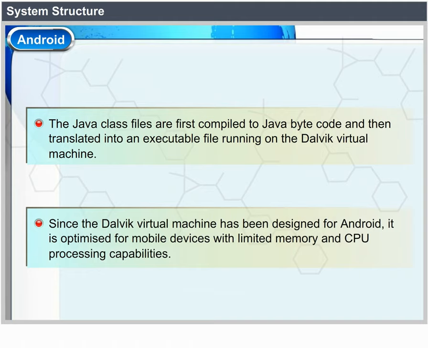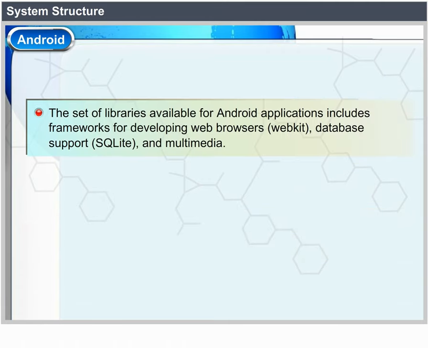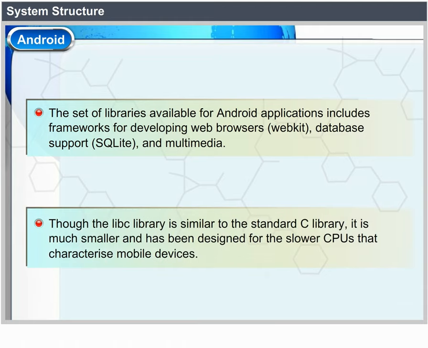The set of libraries available for Android applications includes frameworks for developing web browsers (WebKit), database support (SQLite), and multimedia. The LIBC library is similar to the standard C library but is much smaller and has been designed for the slower CPUs that characterize mobile devices.